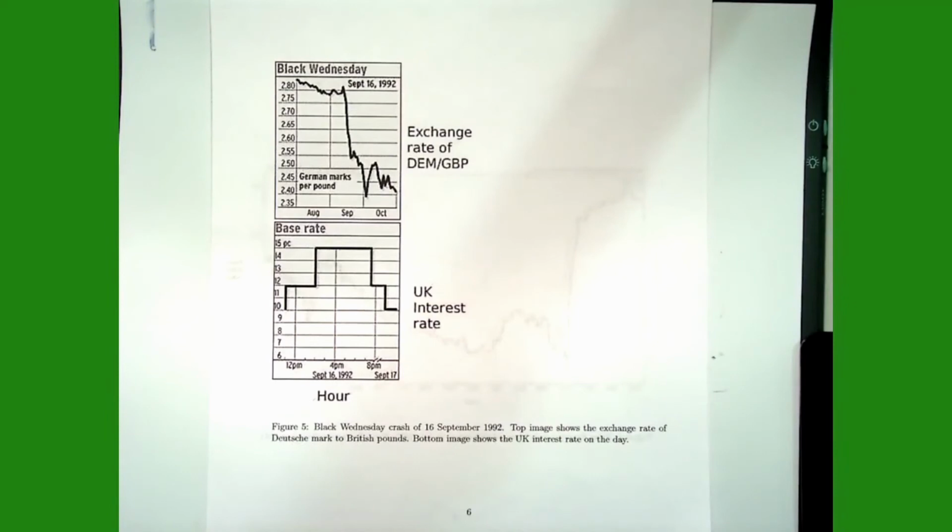There are two figures here. The one on the top is the exchange rate of Dutch marks per pound, and the one in the bottom is the UK interest rate. So you can see that the exchange rate of Dutch marks decreased from around 2.8 to 2.4 on the 16th of September 92, right? So it's known as the Black Wednesday crash.